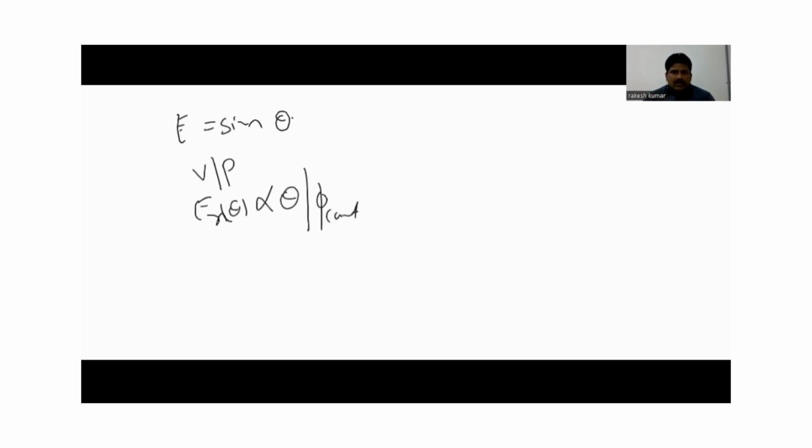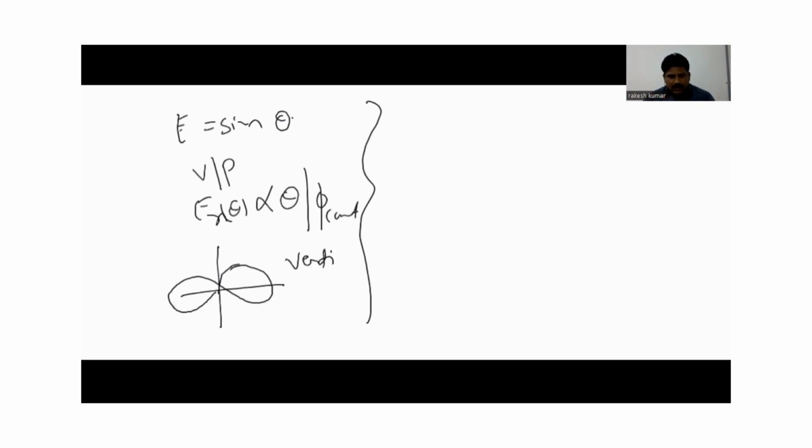Here, the range of theta you can vary from 0 to 180 degrees. If you vary theta from 0 to 180 degrees, the plot you will get looks like this. This is called the vertical plane, or E plane.